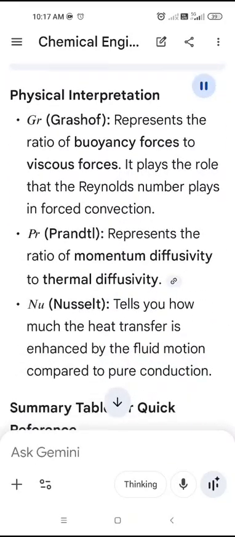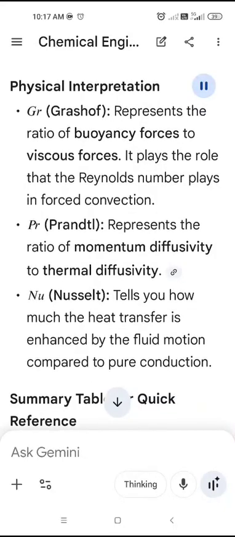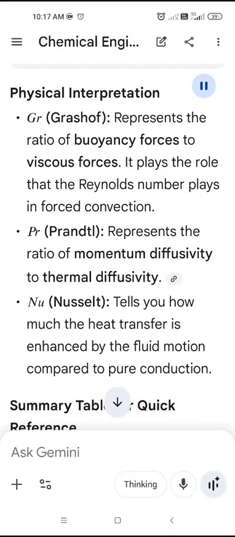Physical interpretation. Gr, Grashof, represents the ratio of buoyancy forces to viscous forces. It plays the role that the Reynolds number plays in forced convection. Pr, Prandtl, represents the ratio of momentum diffusivity to thermal diffusivity. Nu, Nusselt, tells you how much the heat transfer is enhanced by the fluid motion compared to pure conduction. Summary table for quick reference.